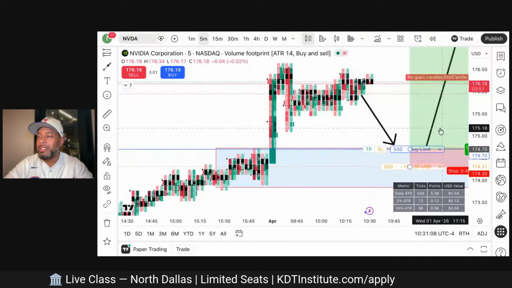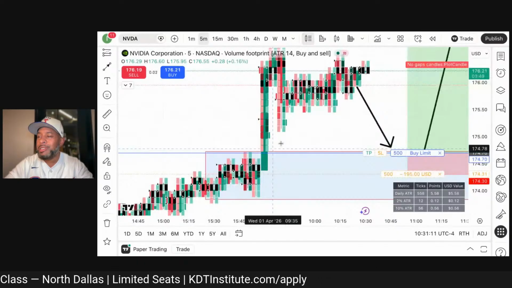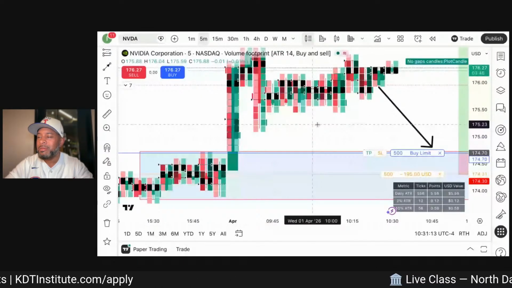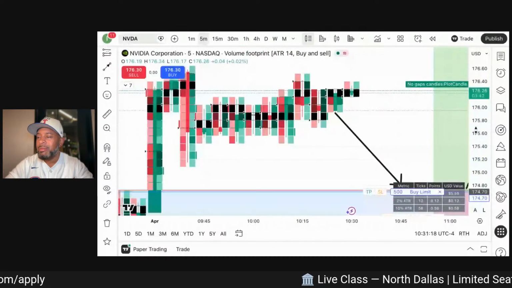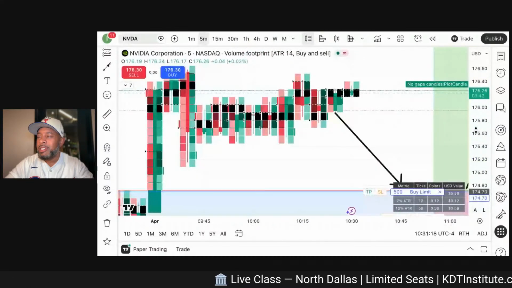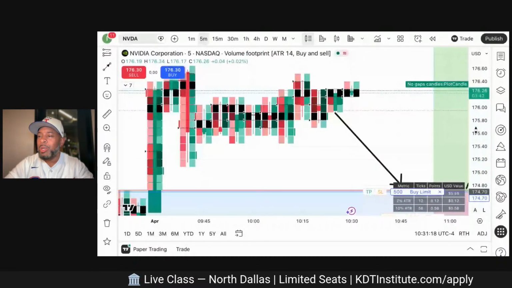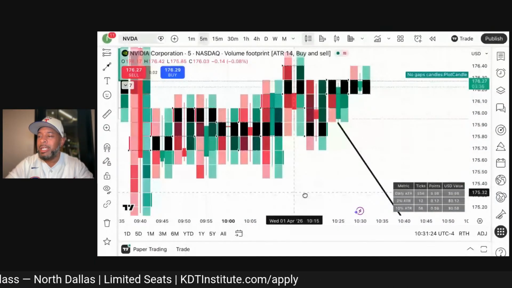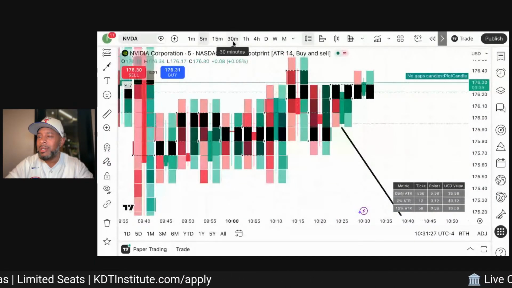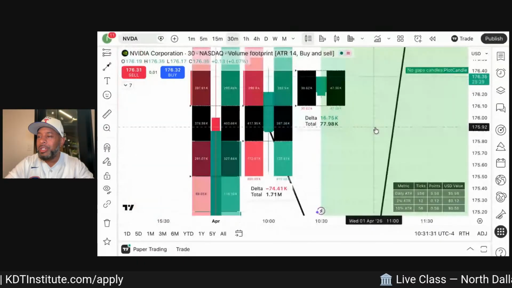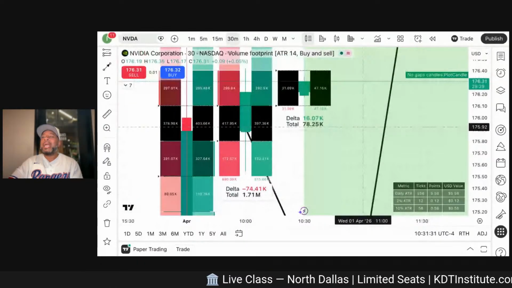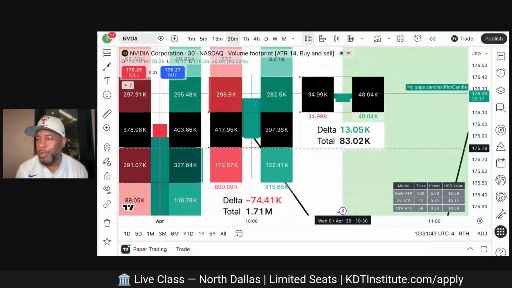Just bear with me. I wish I was on my big computer, but this will still make sense to you guys. Now I'm going to zoom in, and as I zoom in, we're going to be able to see exactly what's going on. Just imagine this is like a 3D field. You guys see that? So watch this. On this one candle, this is the 30-minute, there's over 81,000 in value.